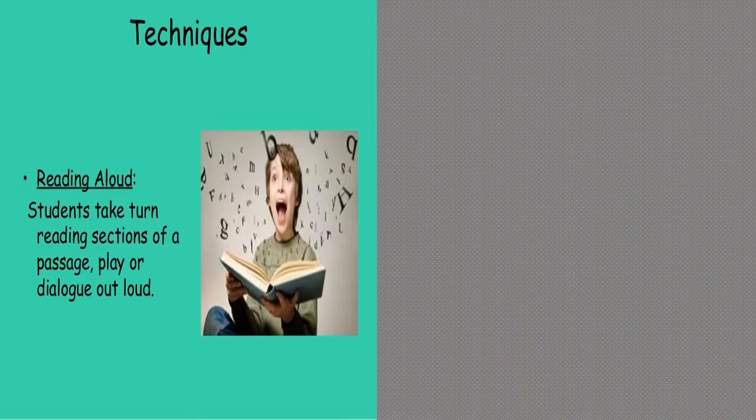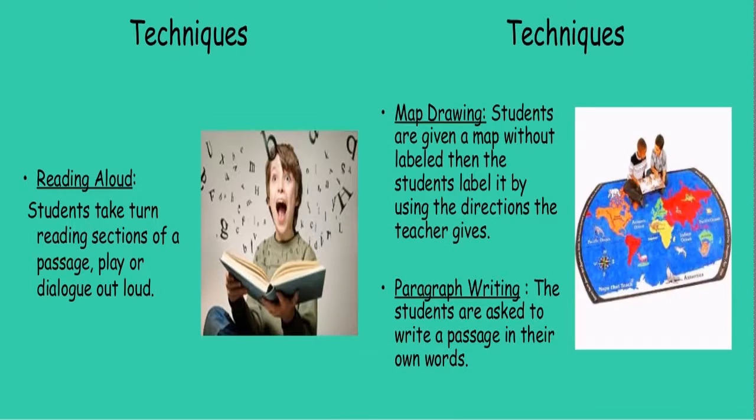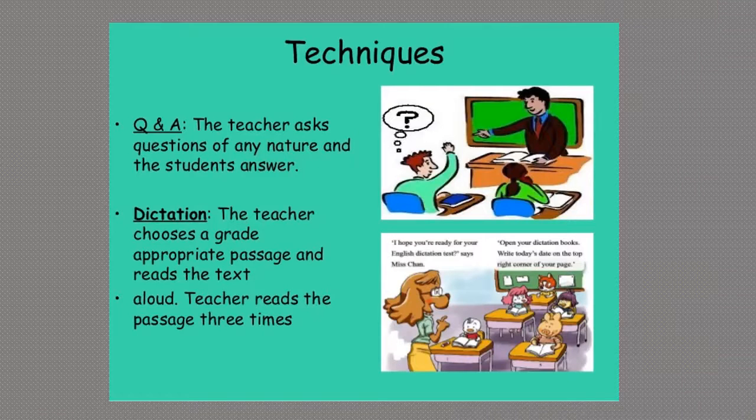Techniques. Reading aloud. Students take turns reading sections of a passage, play or dialogue out loud. Map drawing. Students are given a map without labels, then the students label it by using the directions the teacher gives. Paragraph writing. The students are asked to write a passage in their own words. The teacher asks students questions of any nature and the students answer. So this is a question-answer pattern.